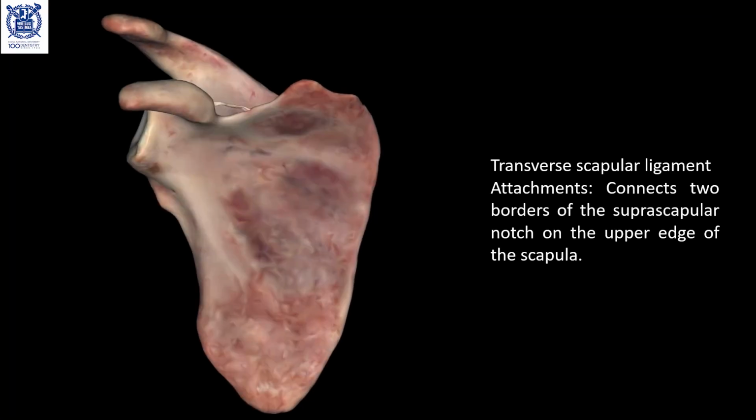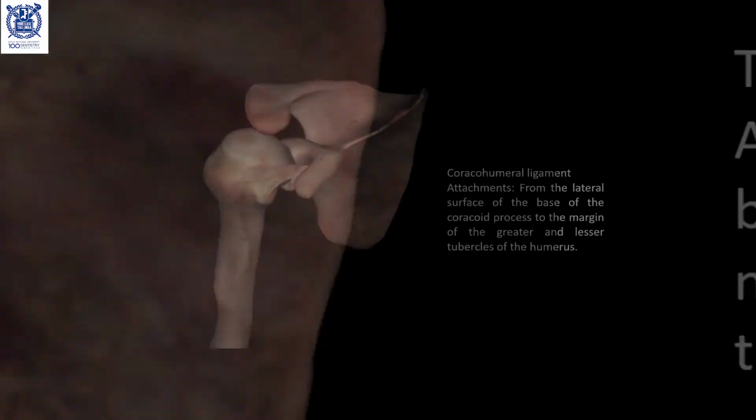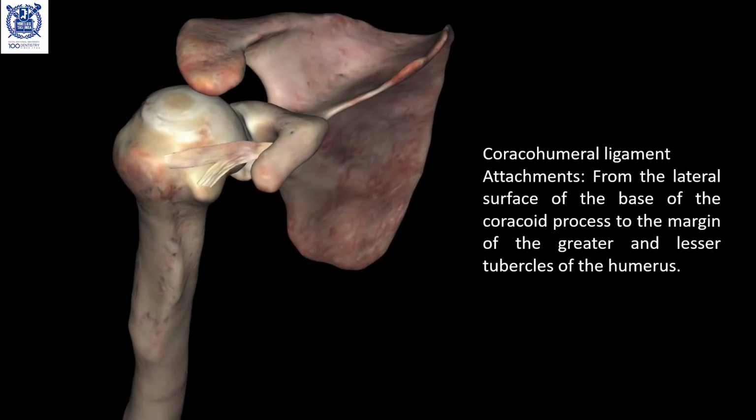Transverse scapular ligament. This ligament connects two borders of the suprascapular notch on the upper edge of the scapula to make a foramen. Coracohumeral ligament. It is attached from the lateral surface of the base of the coracoid process to the margin of the greater and lesser tubercle of the humerus.